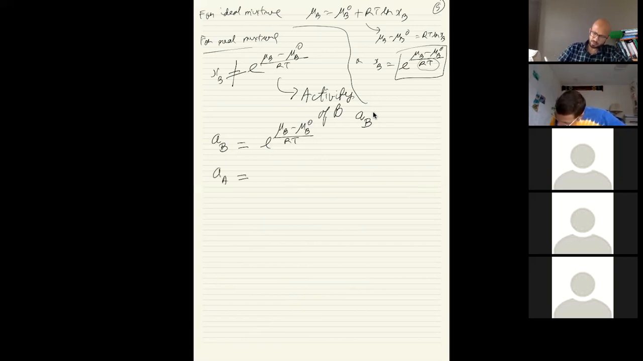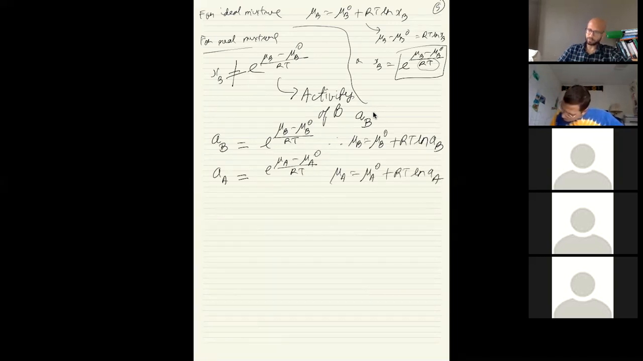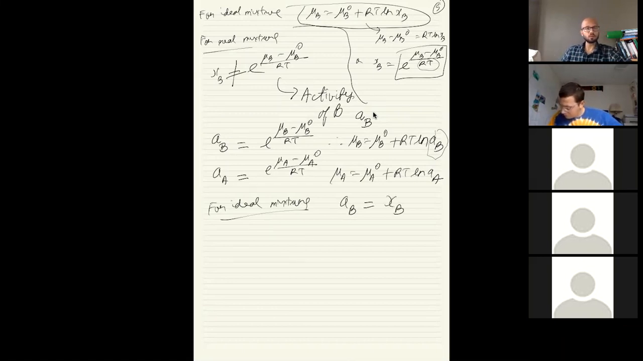Similarly, you can define the activity of the species A as e to the power (mu A minus mu A naught) by RT. What does this mean? This means that mu B is equal to mu B naught plus RT ln a_B, and mu A is equal to mu A naught plus RT ln a_A. So we have preserved the form of this equation by introducing a new quantity called activity. For an ideal mixture, the activity of B is the same as the mole fraction of B. There is no difference. For a real mixture, it won't be the same, and they are related through something called the activity coefficient.